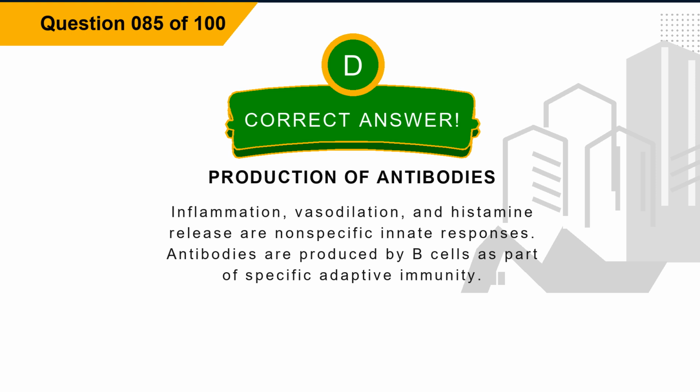Explanation: inflammation, vasodilation, and histamine release are nonspecific innate responses. Antibodies are produced by B cells as part of specific adaptive immunity.